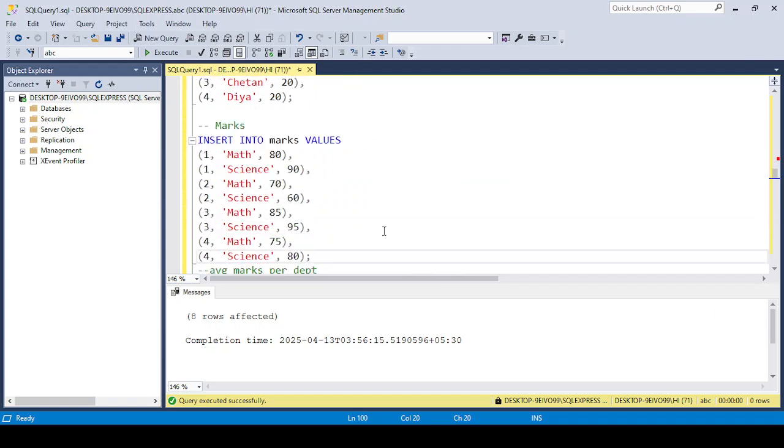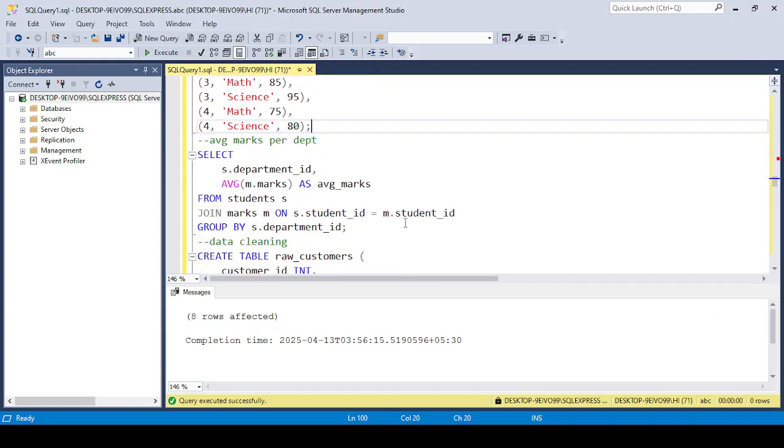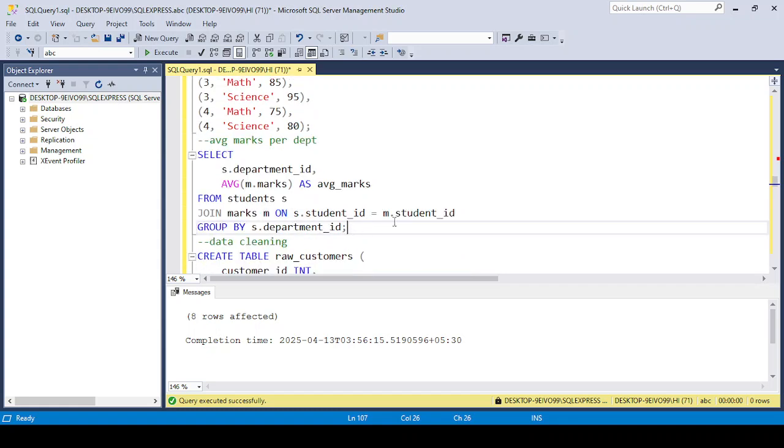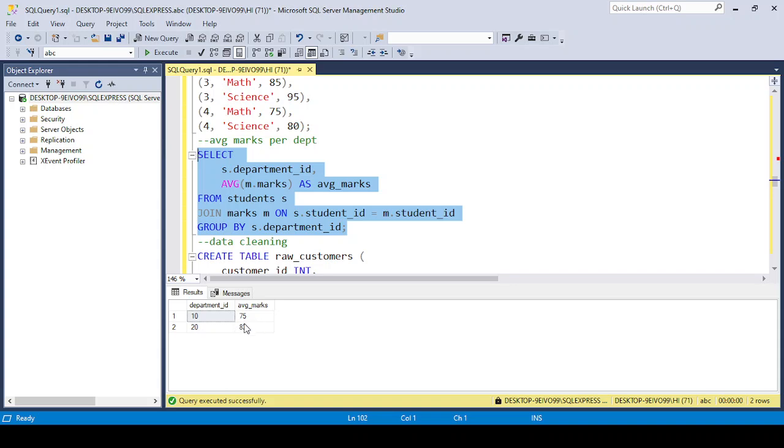So first of all, I want to derive the information from both the tables, for which I perform a join, and the join will be done on the student ID. Once I get all the information, I will group it by the department ID, and by the department ID I will compute the average marks. So this is the average mark of department 10 and department 20. Group by basically helps me to get the marks department wise, and join basically helps me to combine the data from the 2 tables.